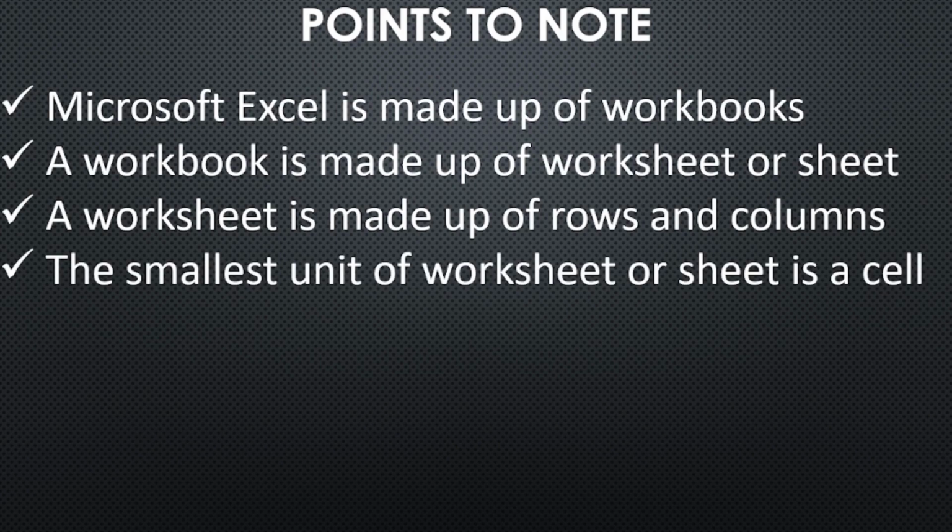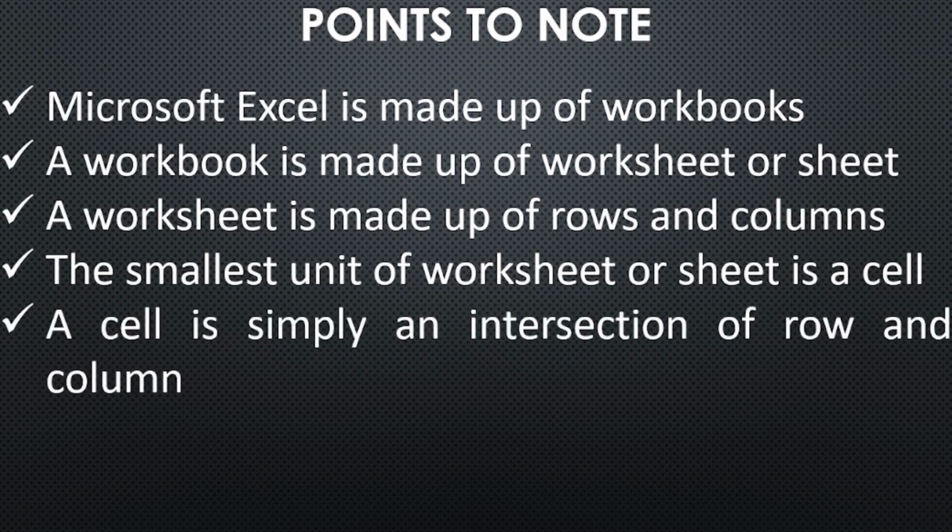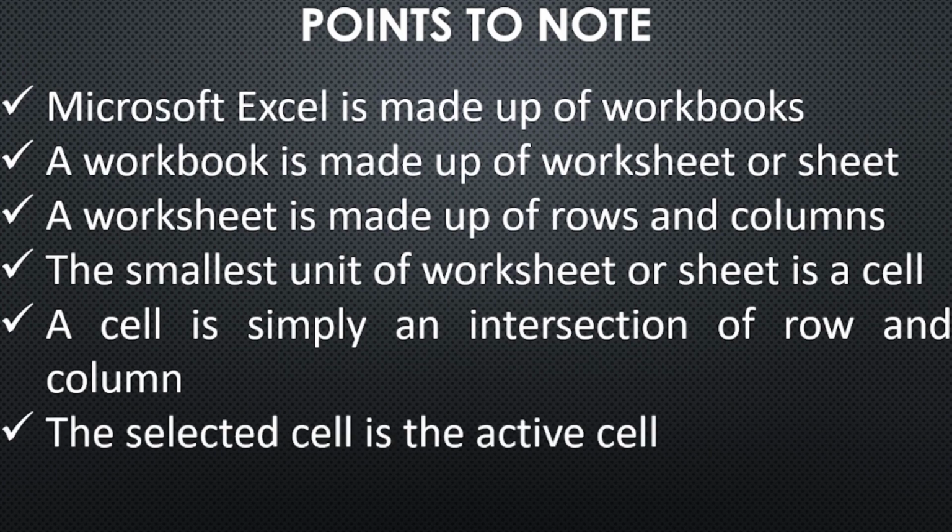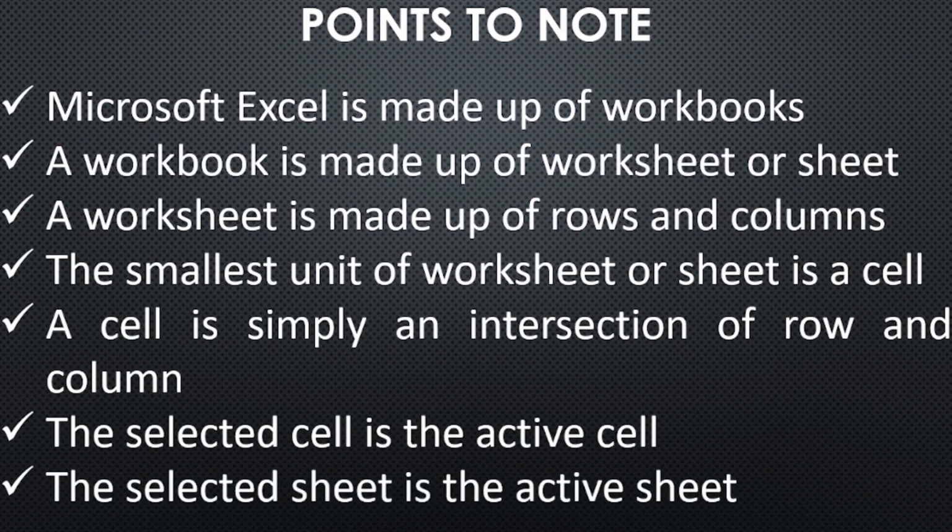Okay, the smallest unit of a worksheet or sheet is a cell. So that is it. A cell is simply an intersection of rows and column. Where the rows and column intersect form a cell. Now, when you select a cell, you click a cell, that cell is called the active cell. Then the worksheet. There could be several sheets in a workbook. So the selected sheet is your active sheet.